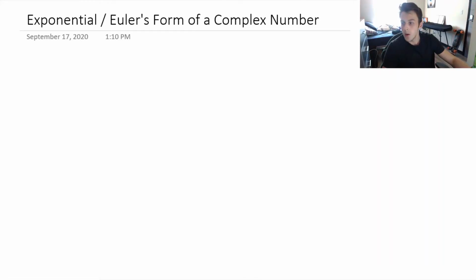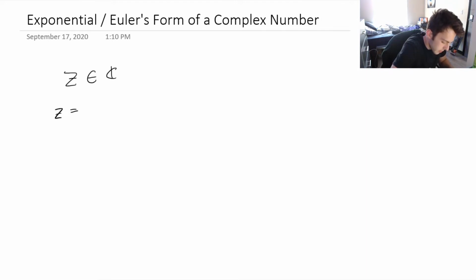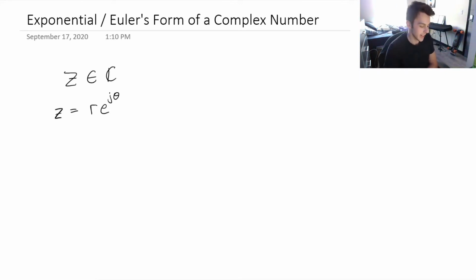Hey guys, so I've been getting this question a lot recently: how do we get to the exponential form or Euler's form of the complex number? And just a reminder, if z is some sort of complex number, then Euler's form or the exponential form is r times e^(jθ). It makes sense that the professor wouldn't want to derive this in their lecture notes because it's kind of a long process, but it's not the most difficult to understand, and it's really interesting.